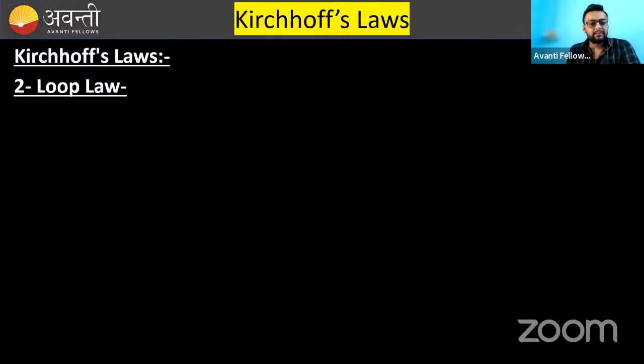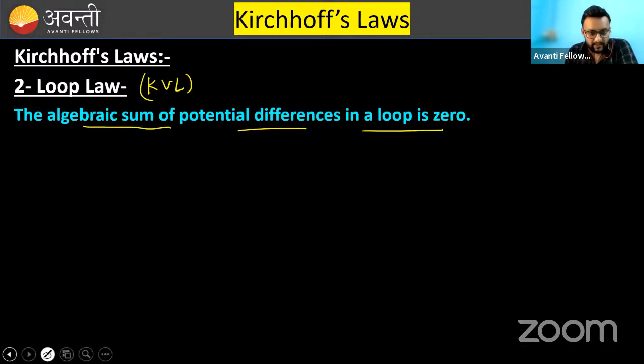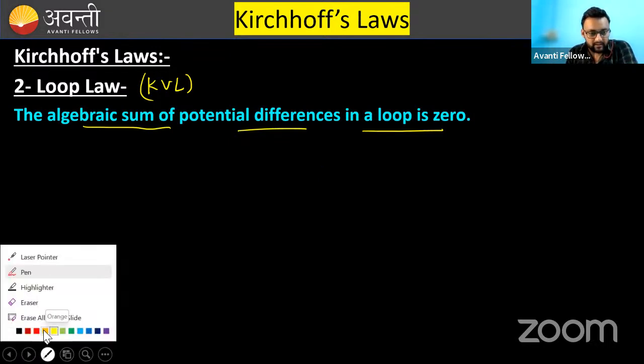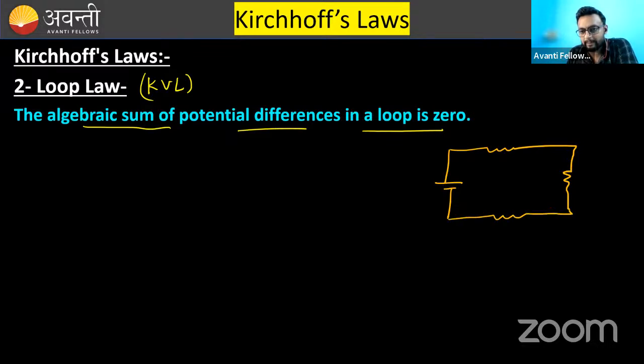This is loop law. Sometimes it is called KVL. What is the statement? Anyone know the statement? The statement says the algebraic sum of potential differences in a loop is zero. This is again a very simple statement. For example, listen to me very carefully. Someone might confuse with it. For example, this is a circuit like this. This is a cell. This is one resistor, another resistor. I am drawing the simplest form of circuit.